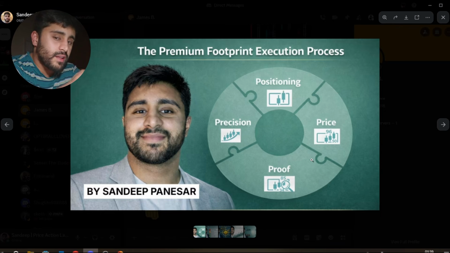And that is the underlying foundational question to proof, and then having precise entries. So the only way you can have a precise entry is by having a good idea of what the market's telling you to do, right? So what is the proof? You have to read the proof.